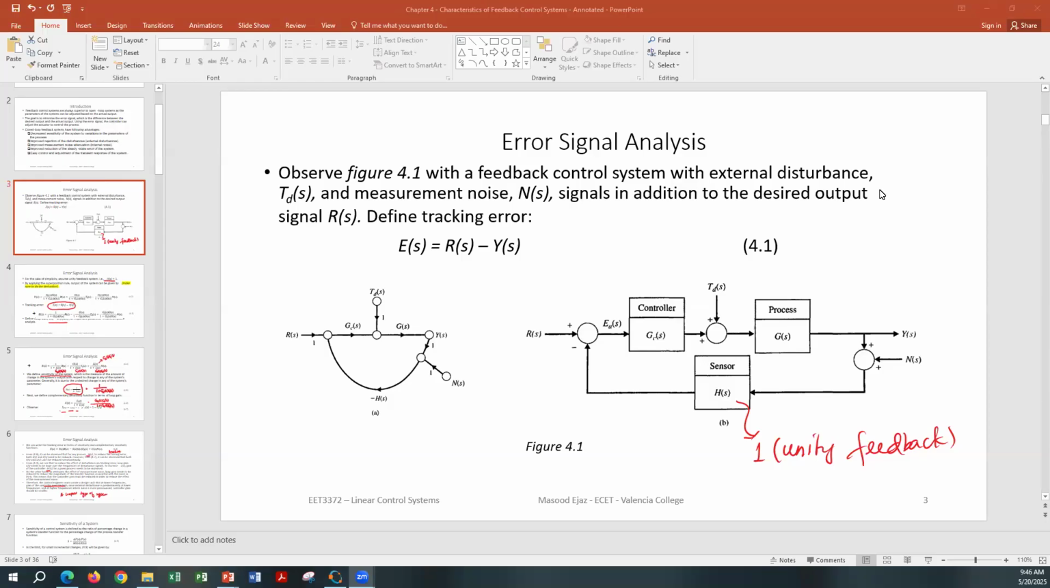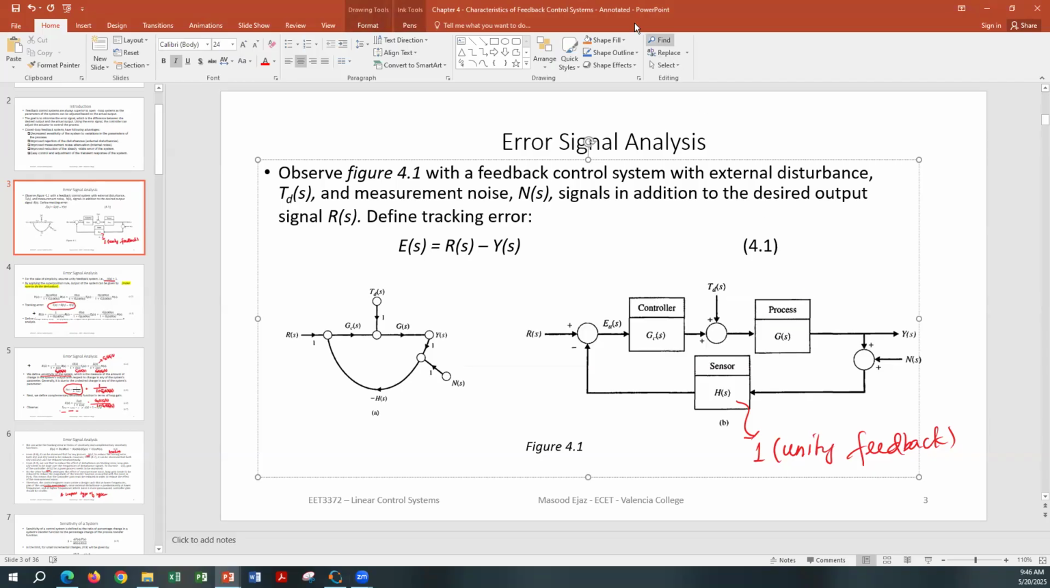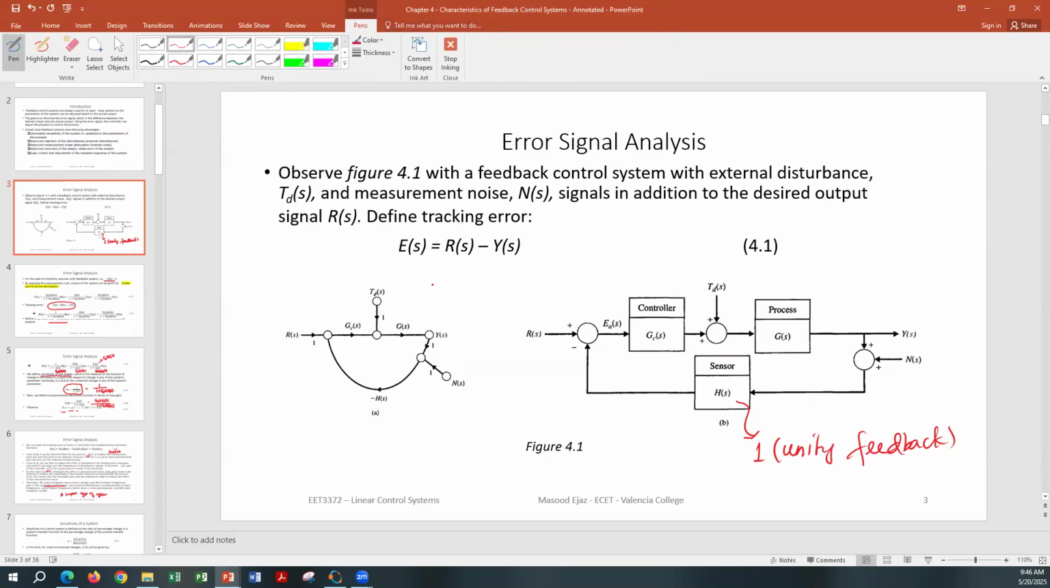Okay, so this is what we discussed last week: you have an error signal, which is what we call tracking error. Tracking error is the difference between the input and the output. The input is the desired output and the output is the actual output, so the difference between the two is the tracking error. We need to minimize the tracking error in order to achieve our desired output.